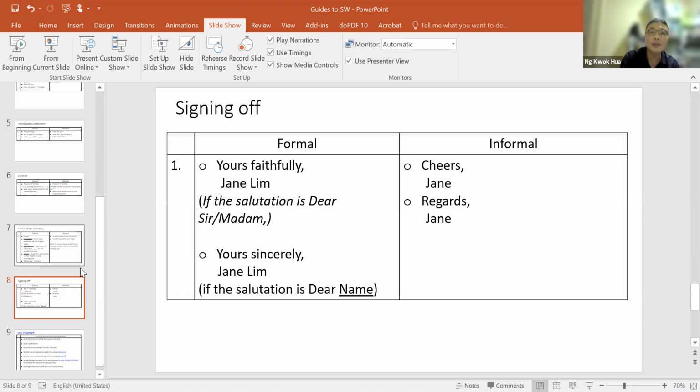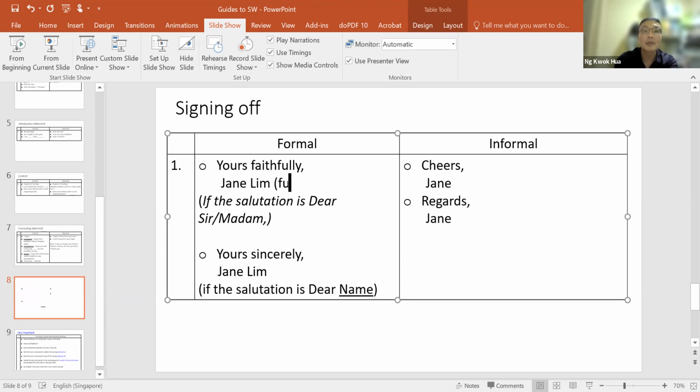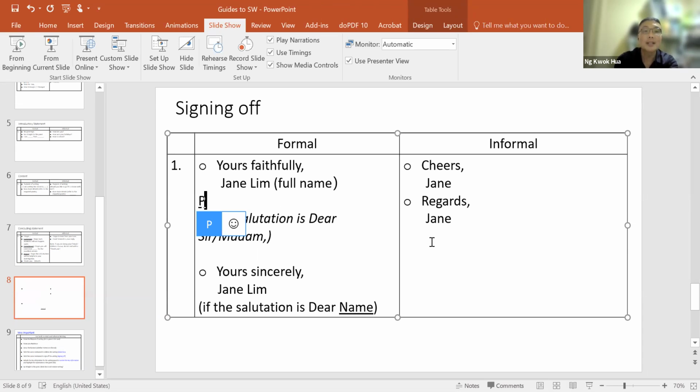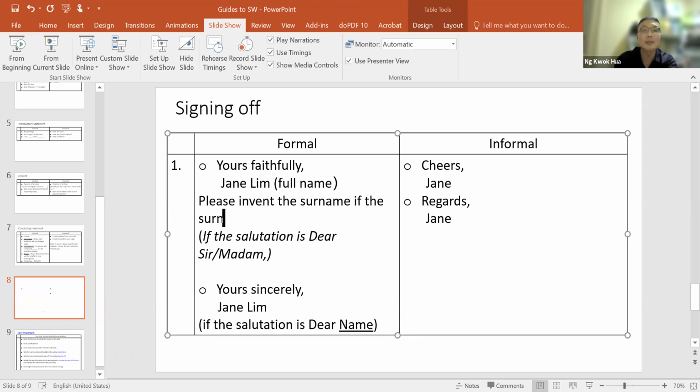So for formal, you sign off as yours faithfully if the salutation is dear sir/madam. Otherwise, you sign off as yours sincerely, comma, Jane Lim, full name. Let me write here full name, so that when you revise, you actually know it's his full name. Please invent the surname if the surname is not given in the exam script.